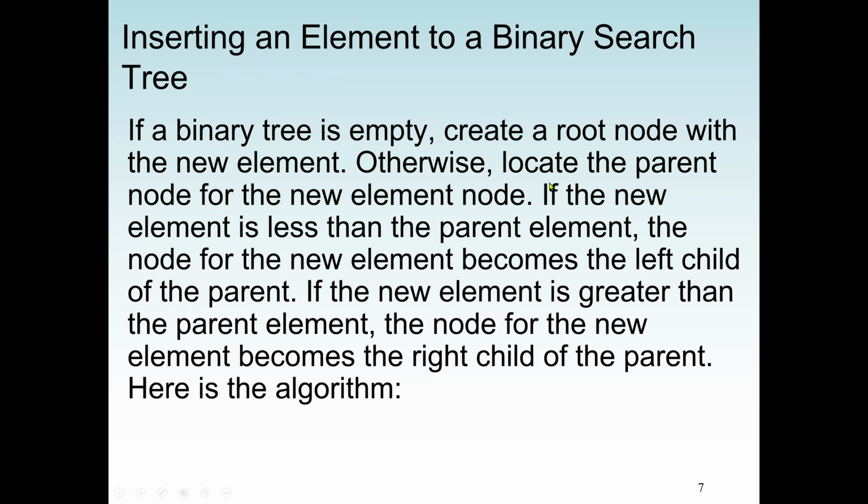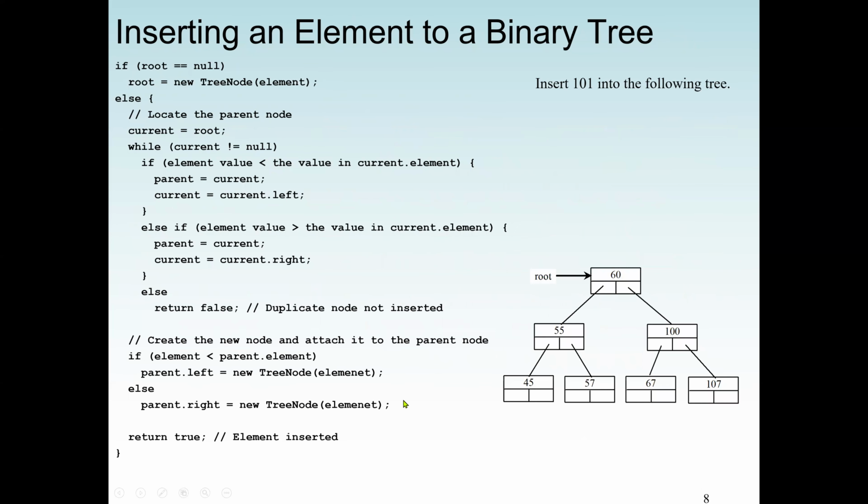Otherwise, we need to locate the parent node for the new element node. If the new element is less than the parent node, then we assign it as the left child. But if the new element is greater than the parent element, then we go to the right side, so the node for the new element becomes the right child. And that's again the algorithm.